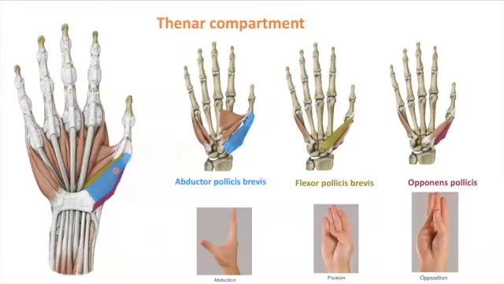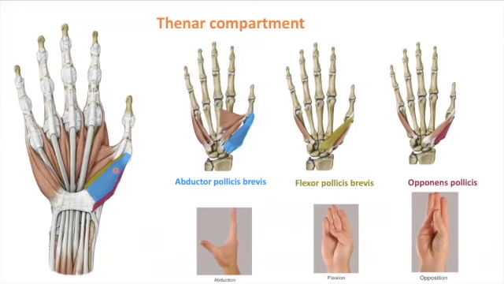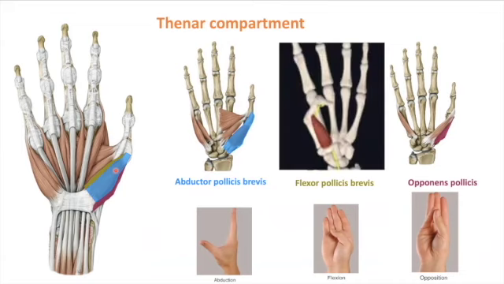So abductor pollicis brevis, as the name indicates, its action is abduction of the thumb. As you see it here, when this muscle contracts, it will abduct the thumb. The other one is flexor pollicis brevis. This muscle flexes the thumb. As you see it here, when this muscle contracts, it will flex the thumb.